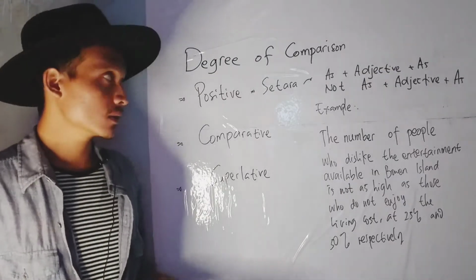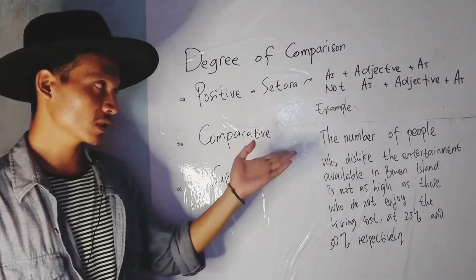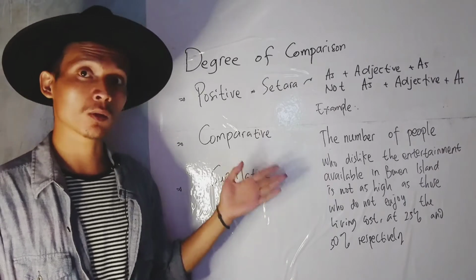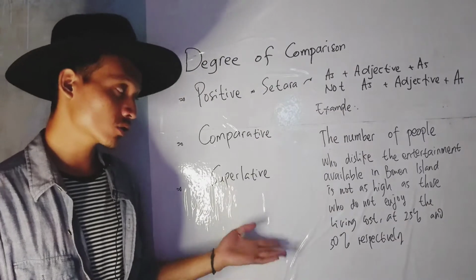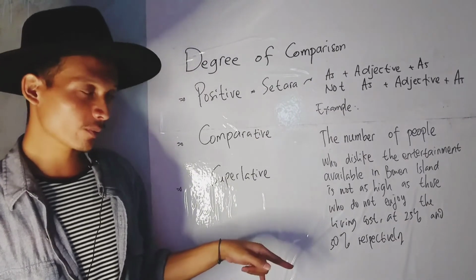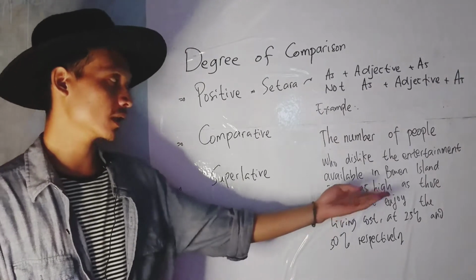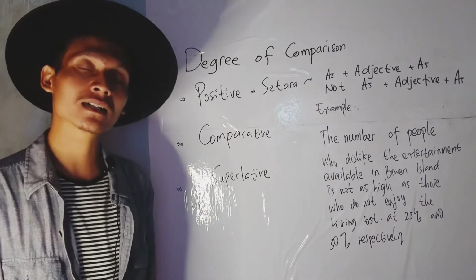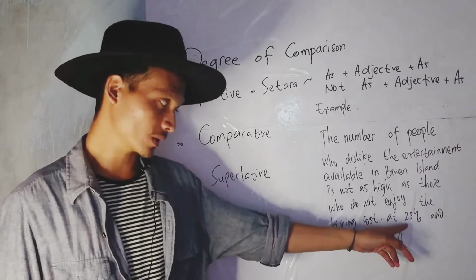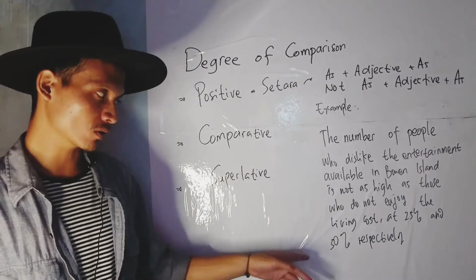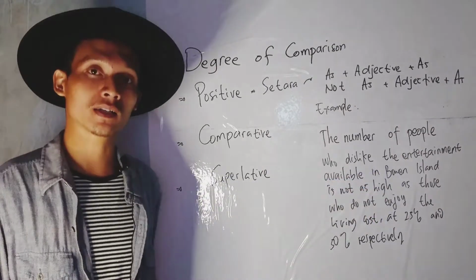And then for the positive degree of comparison, here is the example. The number of people who dislike the entertainment available in Bowen Island is not as high as those who do not enjoy the living coast, at 25% and 50% respectively. Here you can have a look: not as high as, tidak setinggi, because those who dislike entertainment available are only 25%, and those who do not enjoy the living coast are 50%. So 25% and 50%, not as high as.